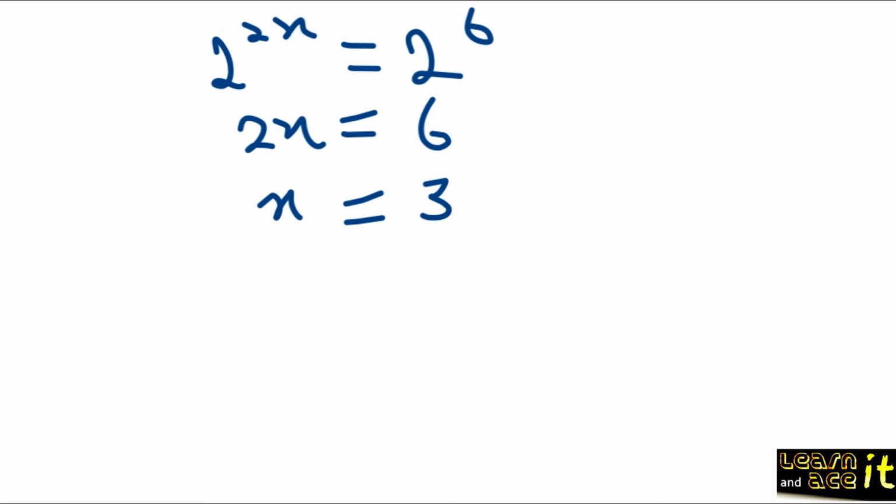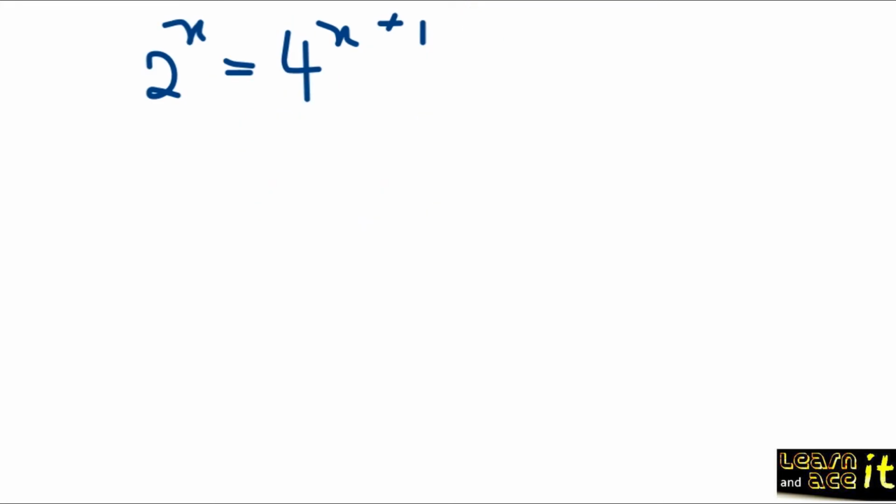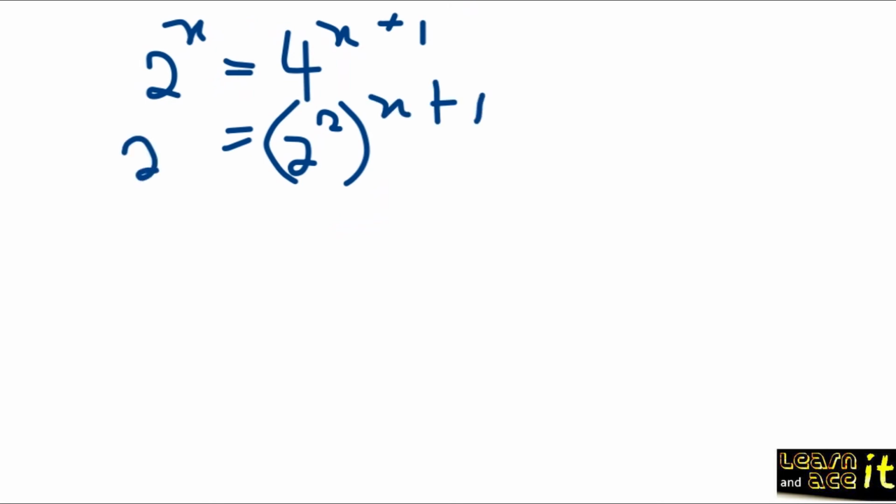Now let's take a closer look at a situation whereby the bases are not the same. How can you solve a problem like that? Okay, let's say maybe you have 2^x equal to 4^(x+1). How can you solve this problem? Well, in this case, 4 can be written as 2 to the power of 2, and that will be raised to the power of x plus 1. And then I'm going to drop 2^x on the left hand side there. Alright, so the bases are now the same on either side of the equation.